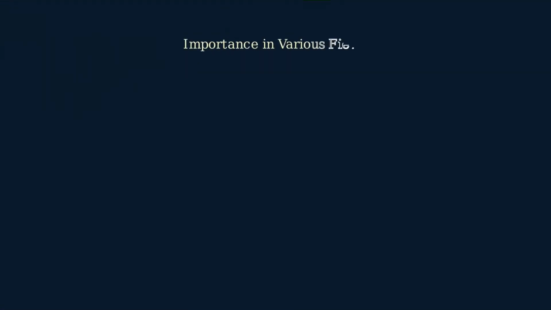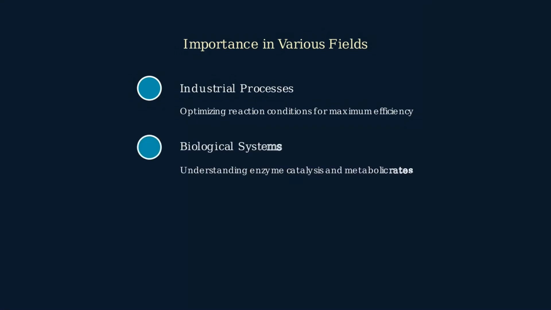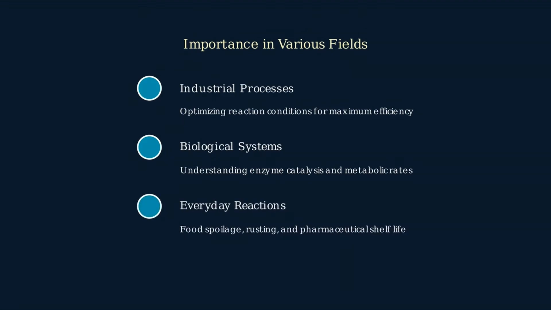Understanding reaction rates is crucial in numerous fields. In industrial processes, kinetics helps optimize reaction conditions for maximum efficiency and product yield. In biological systems, kinetics is essential for understanding enzyme catalysis and metabolic rates. And in everyday life, kinetics explains phenomena like food spoilage, rusting, and pharmaceutical shelf life.